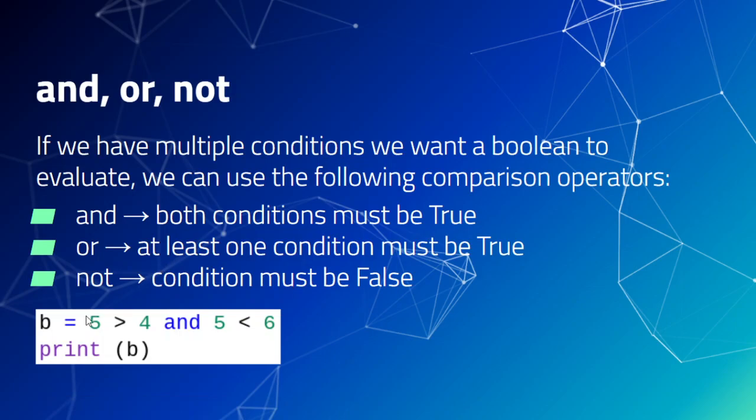Alright, so we know that 5 is greater than 4, so this is a true Boolean expression. Now let's evaluate the other side. 5 is less than 6. Well, that is also true. So if something is true and this other thing is also true, we know that both of them are true, which makes the entire Boolean true.